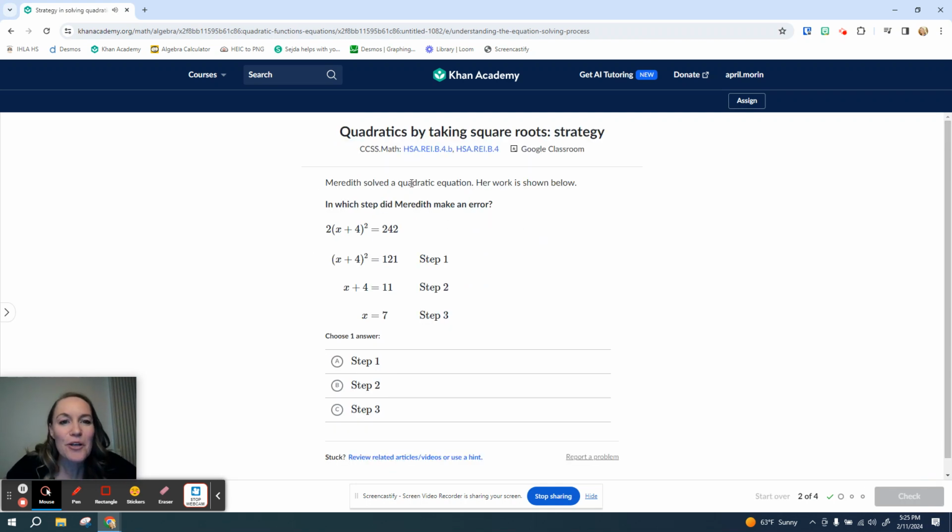Okay, Meredith solved a quadratic equation. Her work is shown below. In which step did Meredith make an error? Sorry, guys. I'm fighting off the cold. I'm trying my best here.